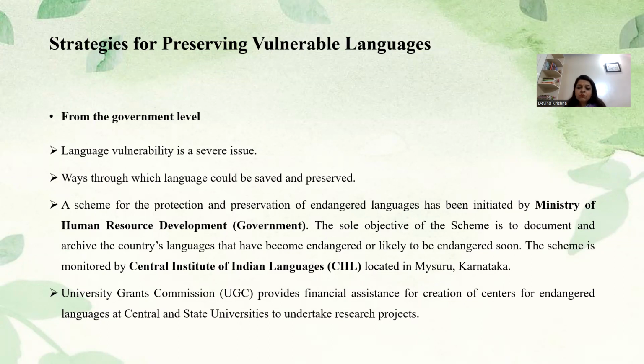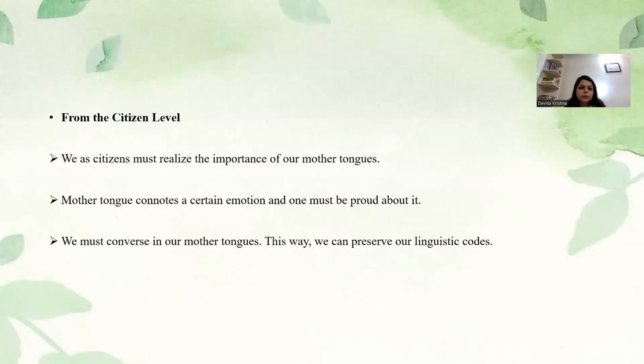And under this scheme, authorities are trying to save languages from becoming extinct or, let's say, endangered. The University Grants Commission, UGC, also provides financial assistance for the creation of centers for endangered languages. People work under various schemes and projects, and they try to document the language so that languages can be saved from becoming vulnerable or, let's say, endangered, for the coming times.